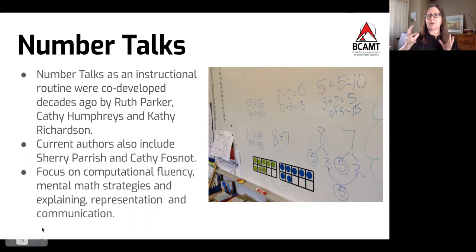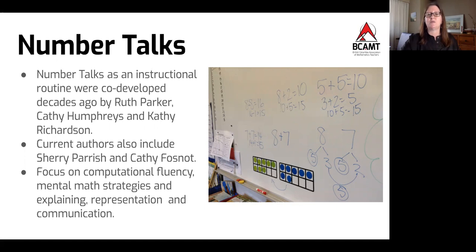The original number talk philosophy was an oral or verbal routine that focused on mental math strategies, computational fluency, with the teacher as the facilitator, recording students' thinking. And so this is where we ask, how do we capture students' different strategies, and how do we model mathematical notation of ideas. You can see on the right a photograph from a number talk that I did with probably a grade 1 and 2 class.